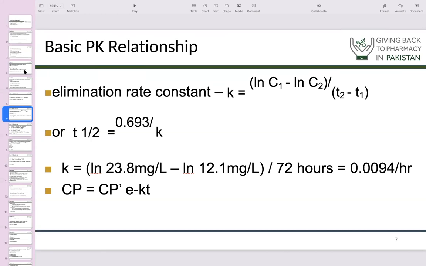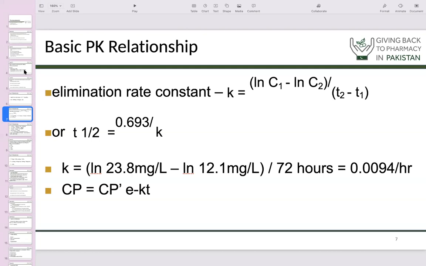The elimination rate constant is calculated by K equals natural log of concentration 1 minus natural log of concentration 2, divided by the time difference. The famous equation for T half is 0.693 divided by K. So once you have the K, you can calculate the T half. What is the half-life of this drug in this patient? Because half-life also changes in patients with renal insufficiency or chronic kidney disease.